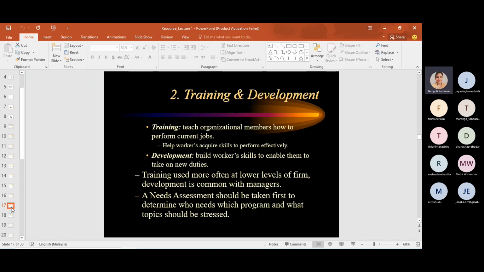Okay, so we were talking about HRM components, right? We discussed recruitment and selection. And now we will talk about the second HRM component, which is training and development.